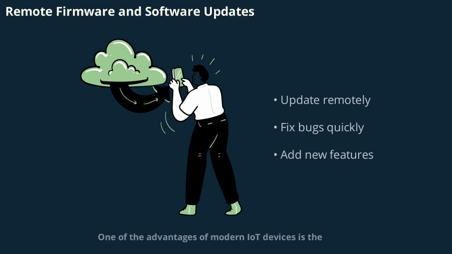One of the advantages of modern IoT devices is the ability to update firmware and software remotely via the cloud. This allows you to fix bugs, add features, and improve security without requiring users to return their devices. Make sure your update process is reliable and user-friendly to maintain trust and satisfaction.